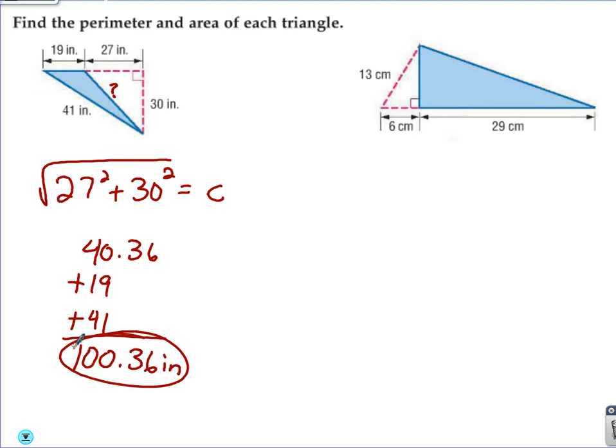Base times height, the biggest reason I want to work this. Base times height, just make sure that you know this is not the base. When you're finding area, you're finding the area of this blue triangle. The base of this blue triangle is 19. If 19 is the base, this thing's upside down completely. We've got to measure from the tip top of this triangle, imagine it's flipped over, straight down to the bottom. This is height. So in order to find the area, you multiply 30 times 19, which should give you 570 square inches.